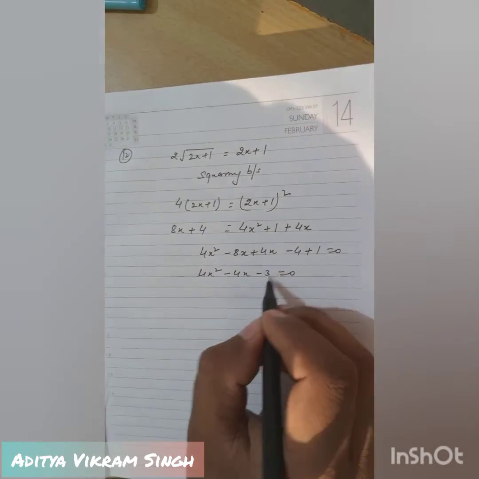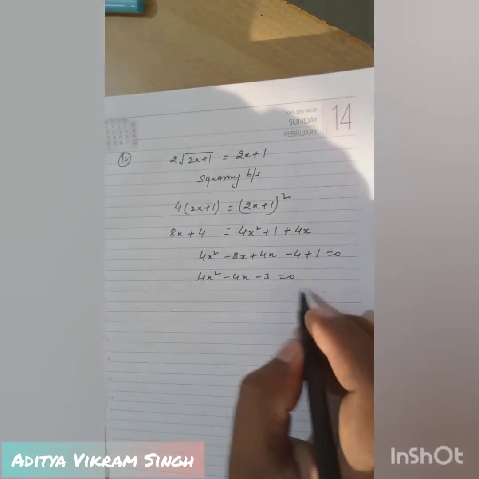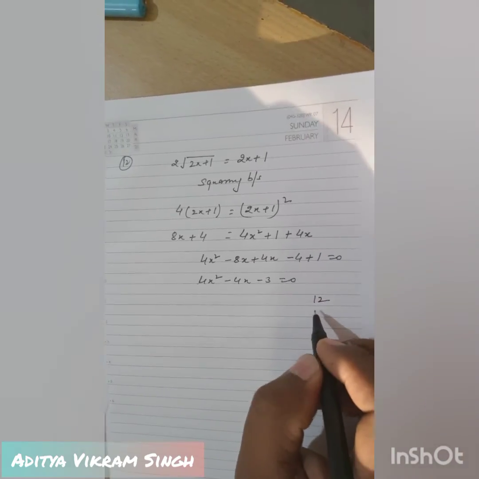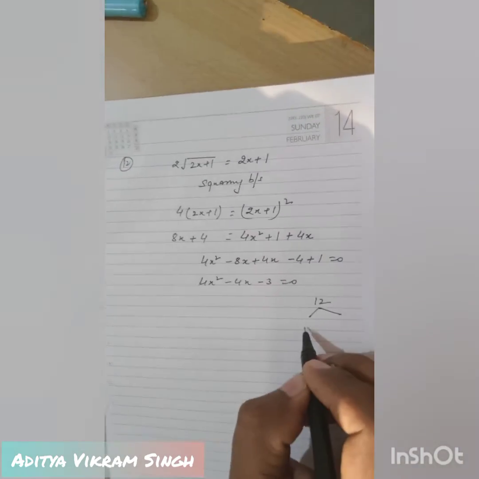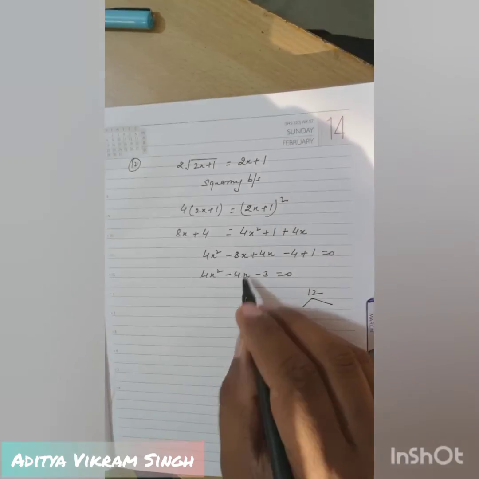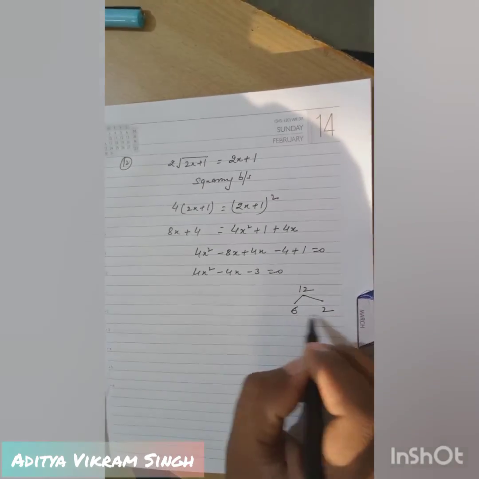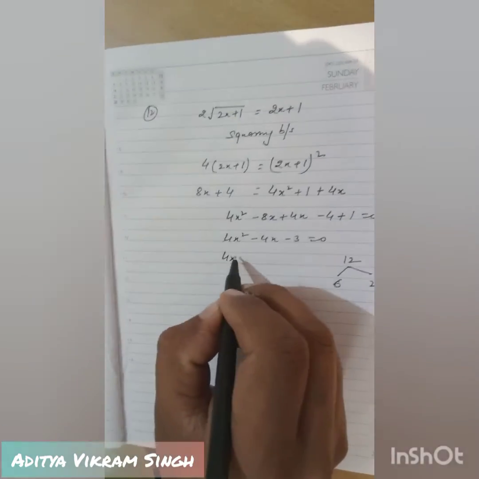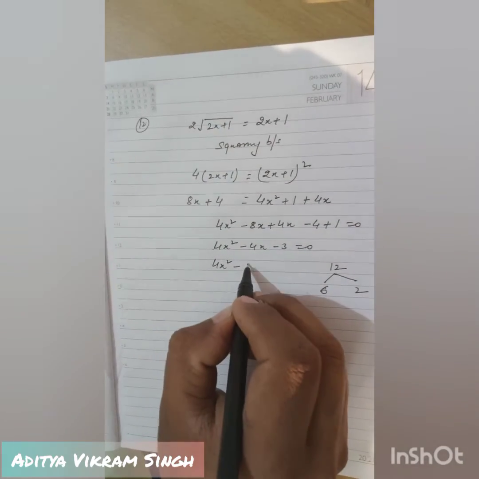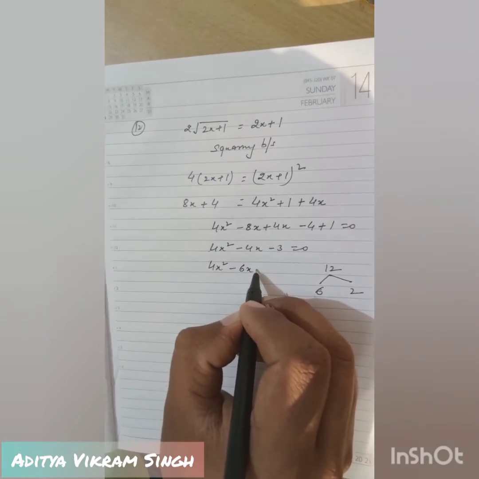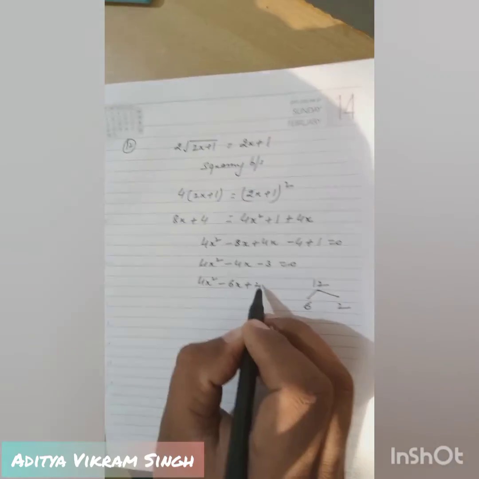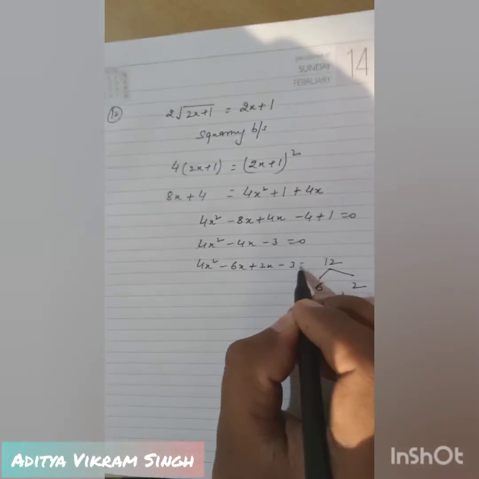Then what we have to do is multiply this 3 with the coefficient of 4, and it becomes 12. Okay, now we have to divide in such a way that we get 4. So this is 6 into 2 is 12, 6 minus 2 is 4, so this is 4x square minus 6x plus 2x minus 3 is equal to 0.